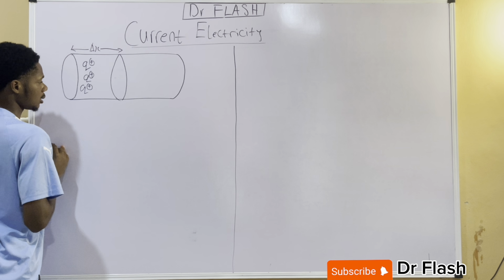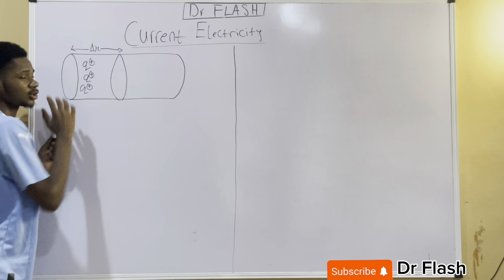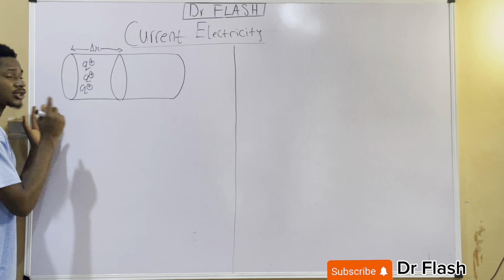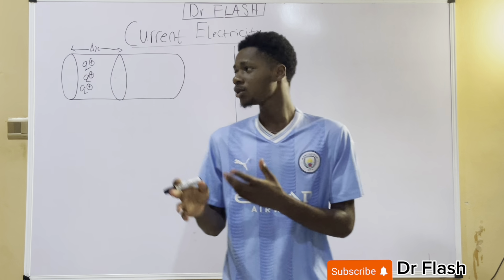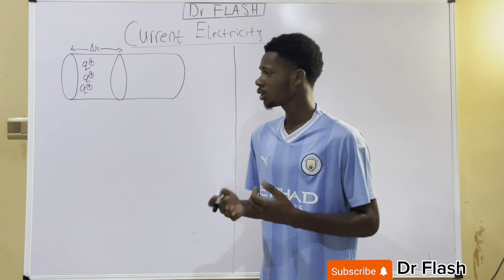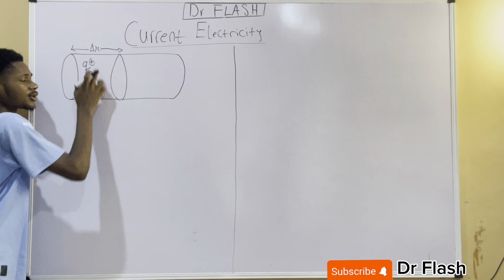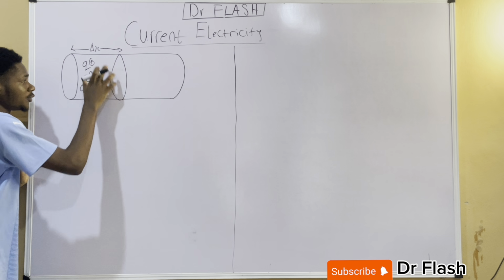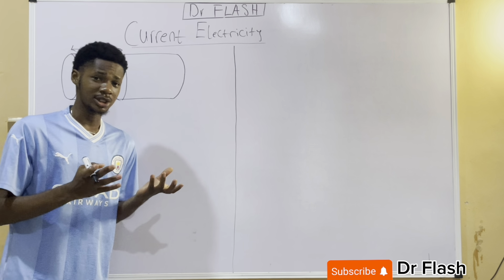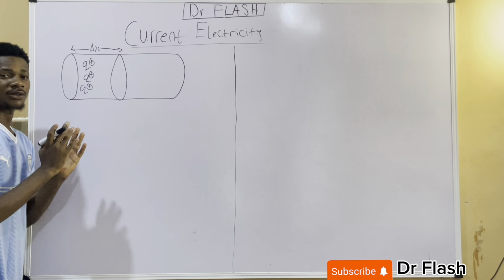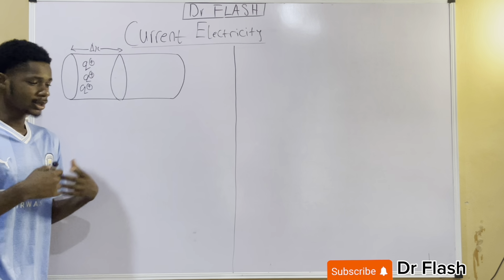These are charges in this conductor. At normal room temperature, what you notice about the charges in this conductor is that they are moving freely, colliding with themselves and also with the walls of the wire. The maximum velocity at room temperature that these charges use in moving is called the terminal velocity of the electrons. So when no potential difference is applied, the velocity they use in moving is what we call terminal velocity.